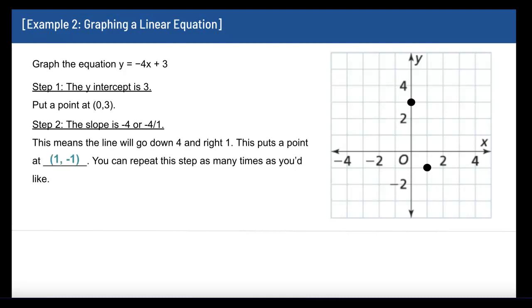You can repeat this step as many times as you'd like, in this case moving down 4 and right 1. Our graph does not allow the space for that, and you do only need 2 points to graph a line. So step 3, draw a line through the points. You have graphed this equation.